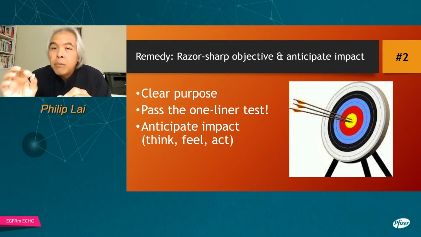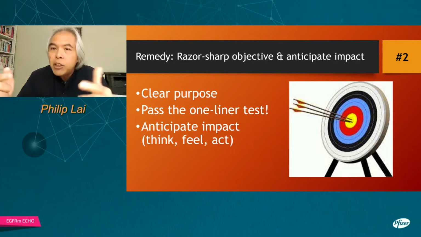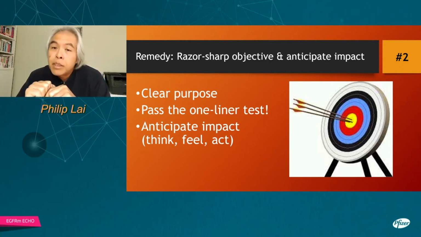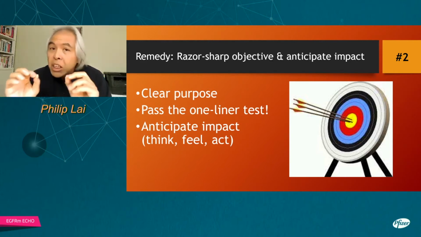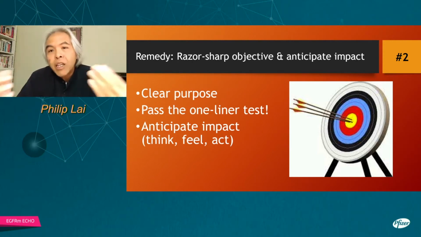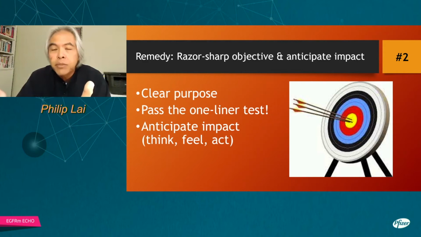And what I mean by passing the one-liner test is, unless we can summarize or articulate our objective in one sentence, we are probably not clear enough in our head about what we want to achieve. Now, when we are not clear ourselves what we want to achieve, trust me, nobody would. All right. So once you have your objective clarified, you need to go a step further and anticipate the impact of your presentation in three interrelated aspects.